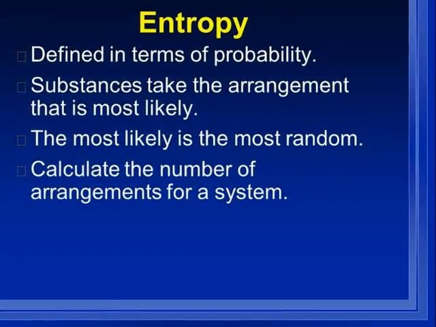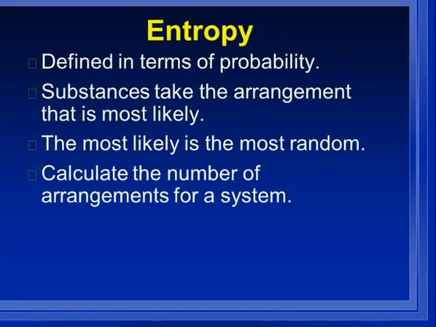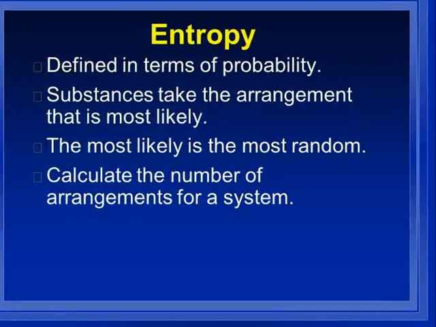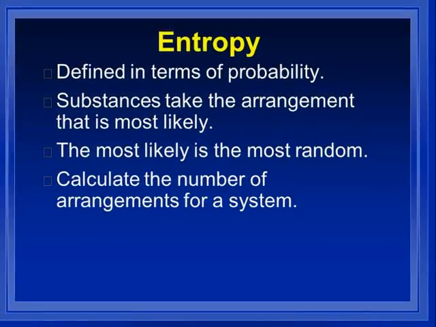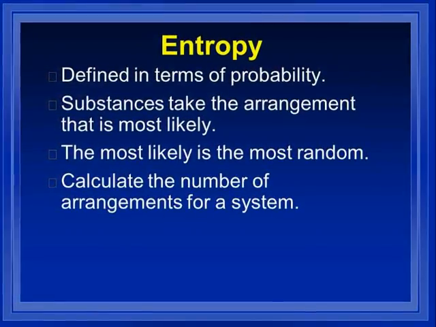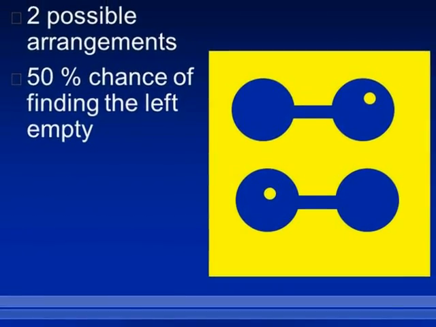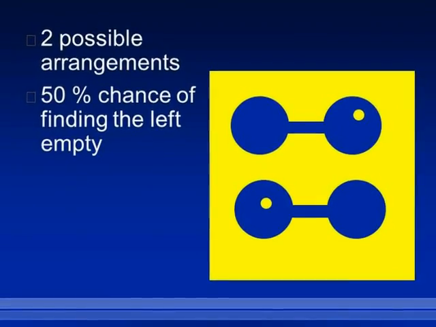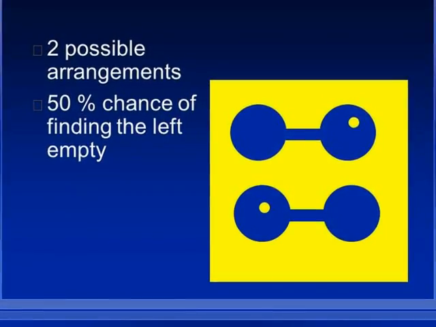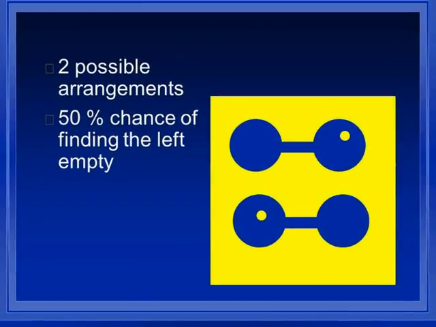That's not the most likely arrangement. They're going to be spread out. They're going to be random. Random is most likely. And for small systems, small numbers of things, we can actually calculate the number of arrangements that we can have. So for example, if we have one atom in a system, and there's two places it can be, on the left, or it can be on the right, there's a 50-50 chance of finding it on either side.